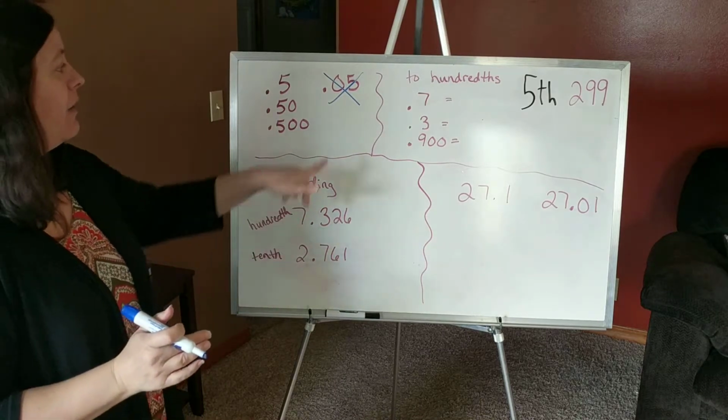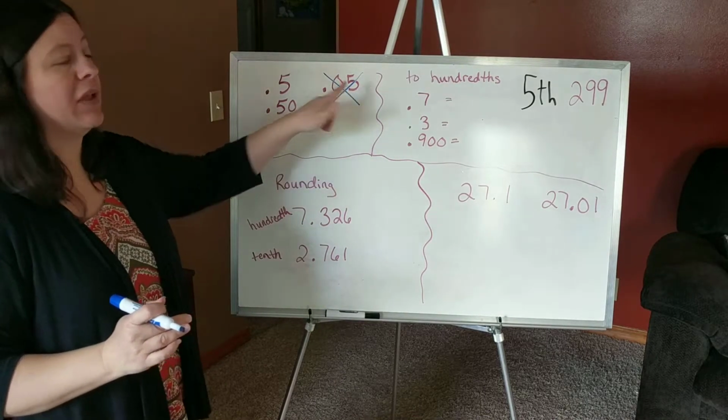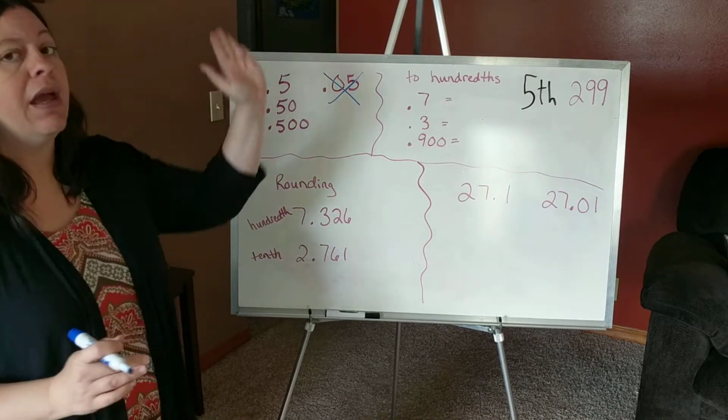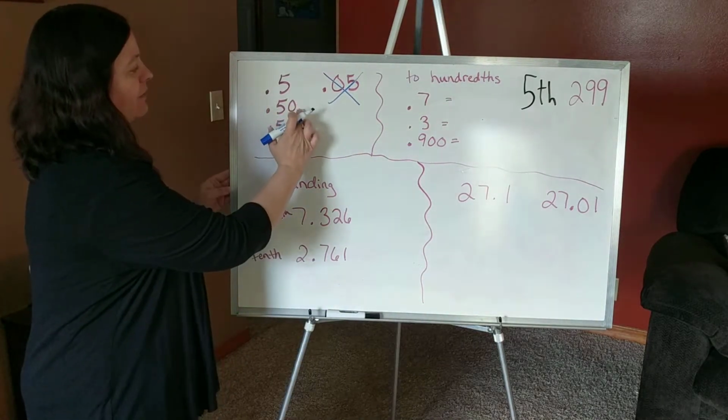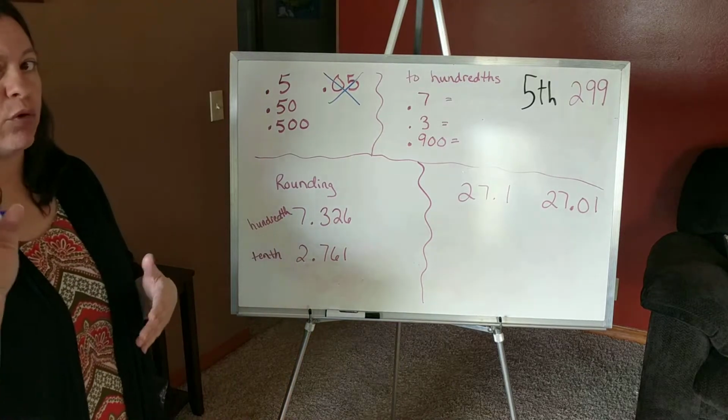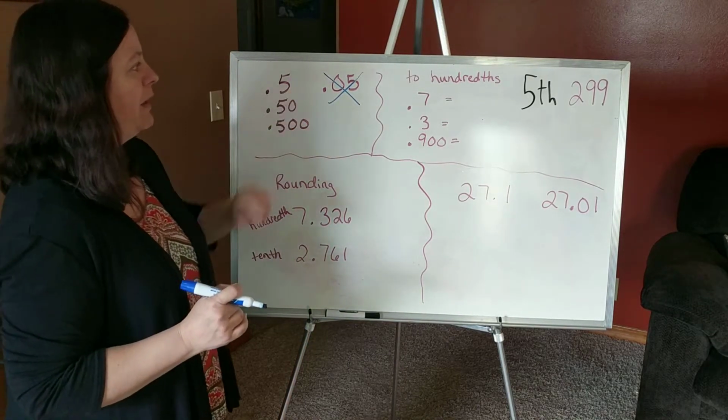You cannot add a zero between the decimal and the number. You can only add zeros after the number and still keep the value the same. So the zero has to come after it to make it equivalent, and we're going to use that in a little bit, so I needed to explain that first.